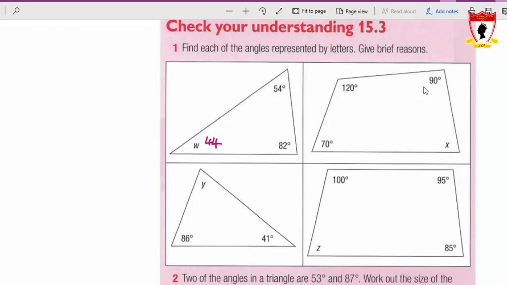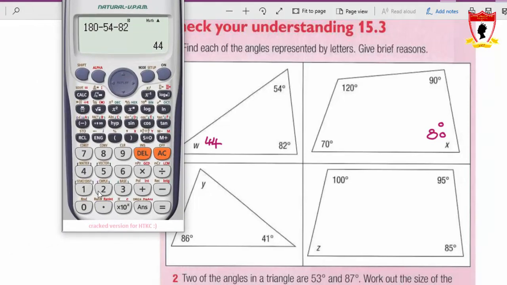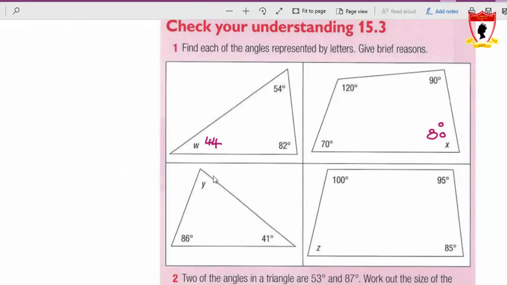Here, in quadrilaterals, the angles must add up to 360. And this is 120 plus 70, it will be 190. Plus 90, it will be 280. How much more do we need to complete 360? From 280, we need 80 more degrees to complete 360. Look, to check the answer, 120 plus 90 plus 80 plus 70 is equal to 360. So this answer is perfect.